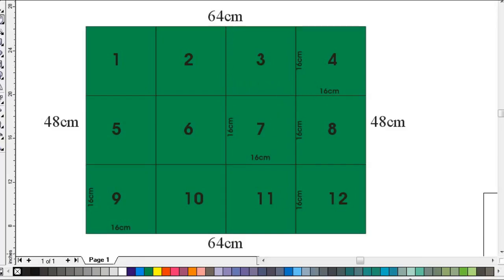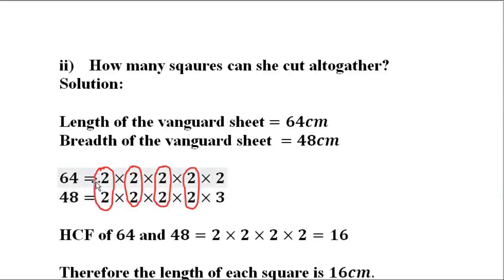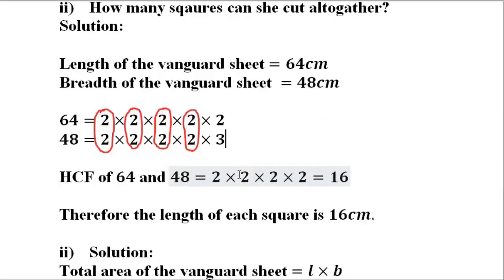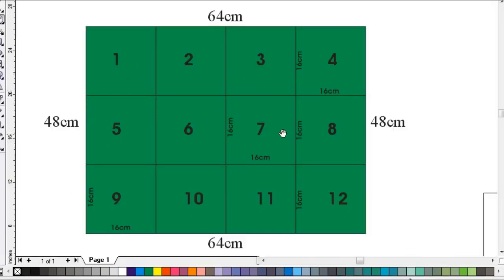Therefore, I'll factorize 64, resulting in 2 times 2 times 2 times 2 times 2 times 2. Factorizing 48 gives us 2 times 2 times 2 times 2 times 3. HCF is the product of common factors, which is 16. Since all the squares are of the same length, which is 16 cm, the length of the side of a square is common for each square sheet. Therefore, 16 is the highest common factor, HCF, of 64 and 48, as well as the length of the side of each square that Kiran wants to cut from the vanguard sheet.